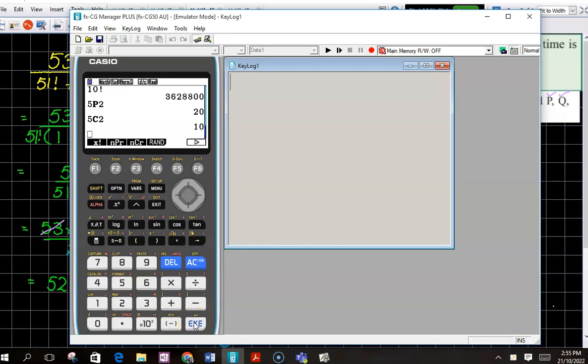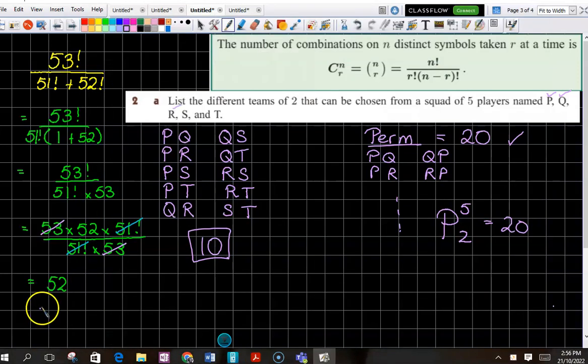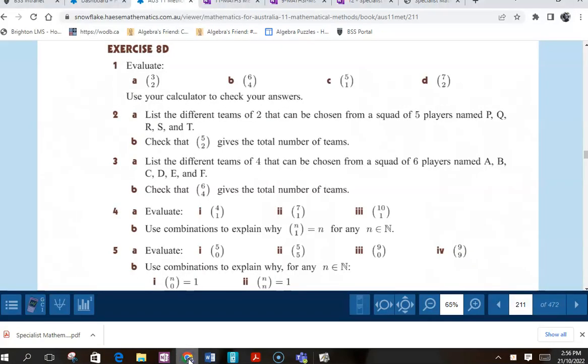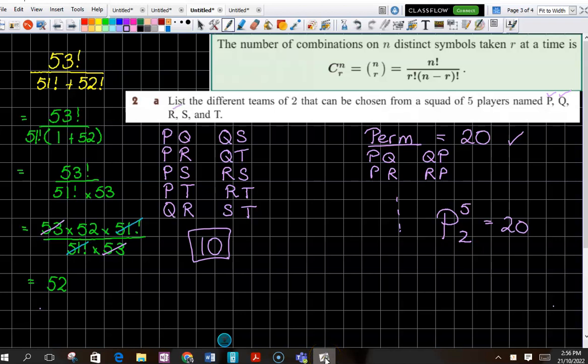So do we see the difference? All right. I'm going to give you a moment to just digest some of this. This is the same. So combination, 5 from 2.